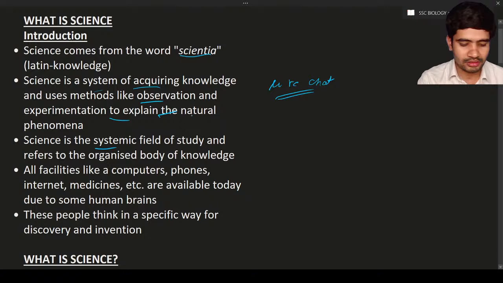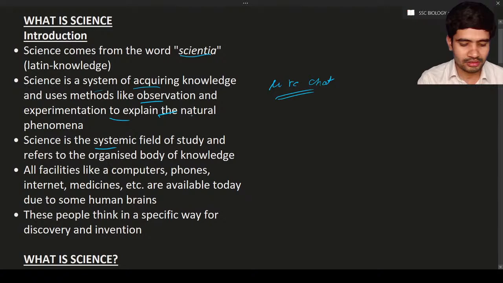Next, science is a systematic field. And remember one thing: science is the systematic study of anything. What does the systematic study of anything mean? For example, if you have any topic or field and you apply scientific knowledge and scientific skills, that will be about your science. All the facilities that you have now, whether computers, phones, internet or medicines, are due to some human brains, who are nothing but scientists.